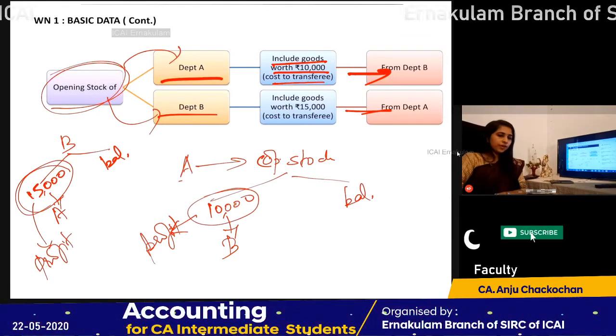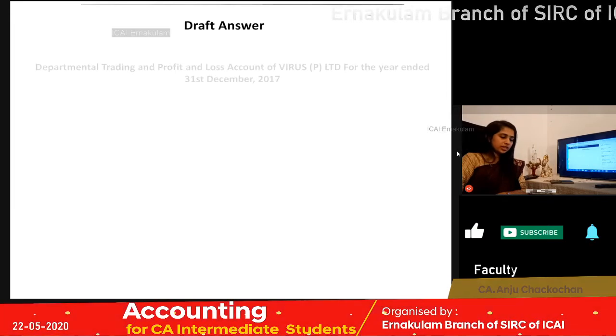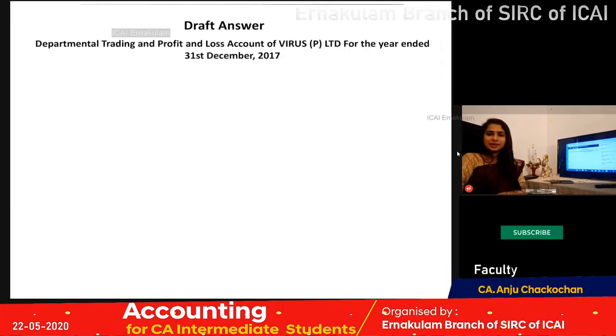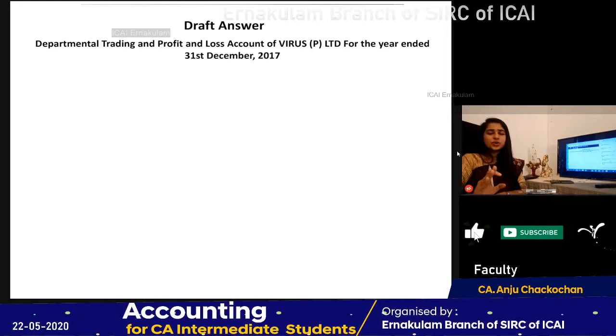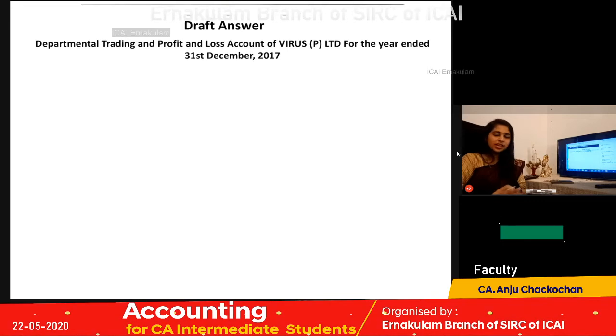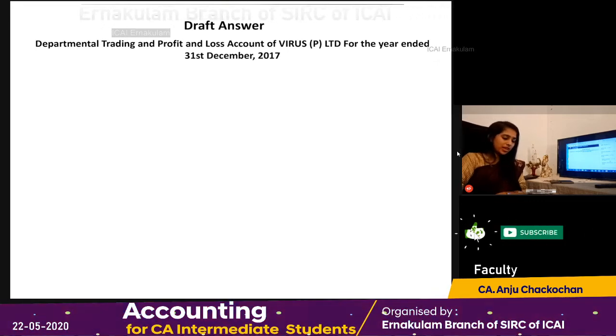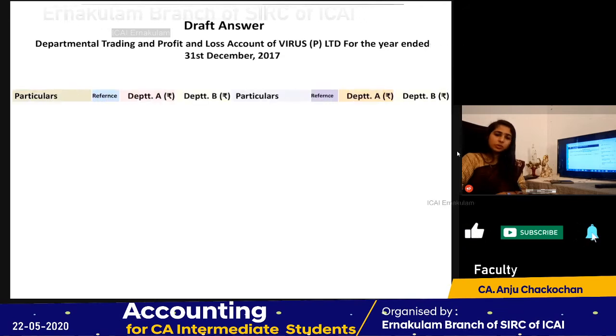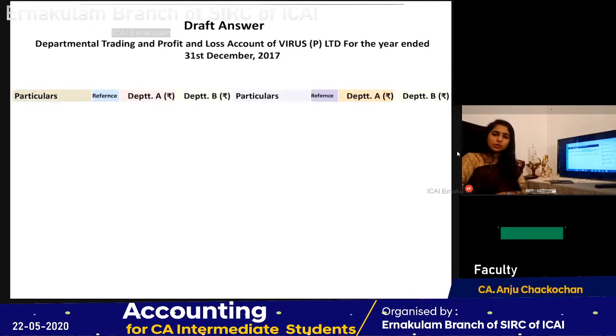Okay, fine. Now over to the next, the draft answer is nothing but preparing the departmental trading profit and loss account, which you can very well do. Okay, I'm not going to help you out in this because we have already done similar pattern questions. So prepare the trading account and profit and loss account for the year ended 31st December 2017.